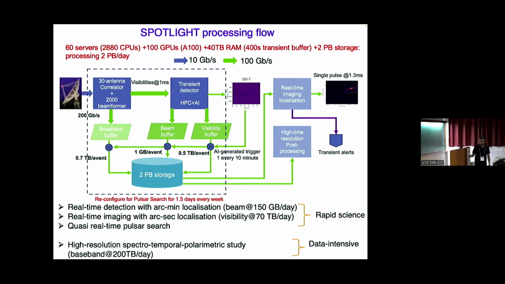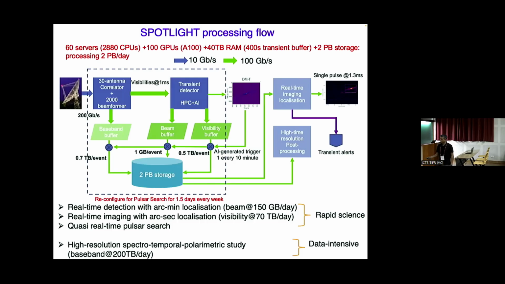And once the detection happens, you have a baseband buffer also. We have 400 seconds of transient buffer. Whether you talk about beam, visibility, or baseband, in each case we have 400 seconds of transient buffer. That makes the memory requirement almost 50 TB, which is very high, because we go all the way down to 300 megahertz, and dispersion is much larger at the low frequency. This is 60 servers, with hundreds of GPUs, and a 2 petabyte storage, which is split between the long-term archive and short-term archive.